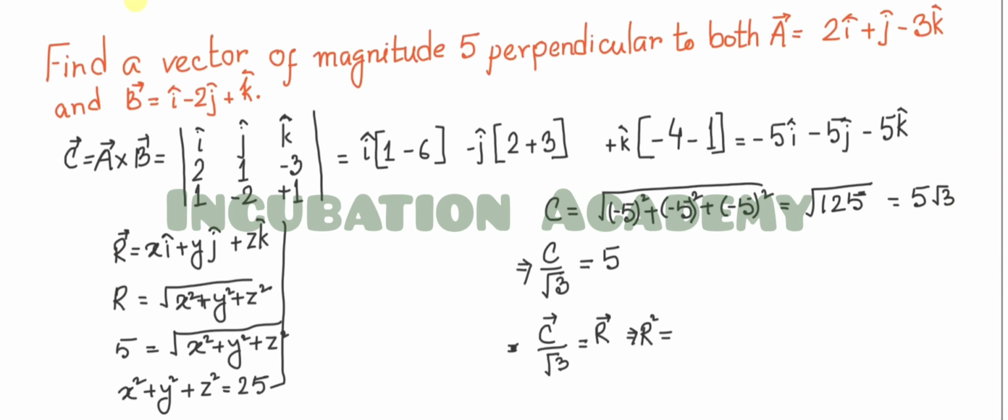So the r vector is equal to minus 5. If I take the minus 5 common, it will be i cap plus j cap plus k cap, divided by root 3. So this is our answer. Thank you.